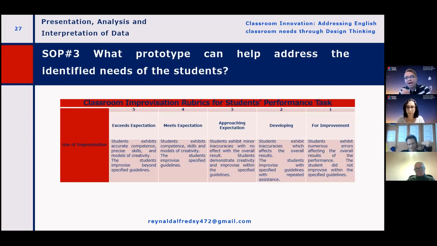And that goes back to SOP number one, where all the needs were laid down based on the students' perspective. From this, the teachers, the discussants, came up with this learning rubric, which will be infused. It's not going to be a standalone rubric. It will be infused in the actual rubric that they use in the classroom. So this is an added category.